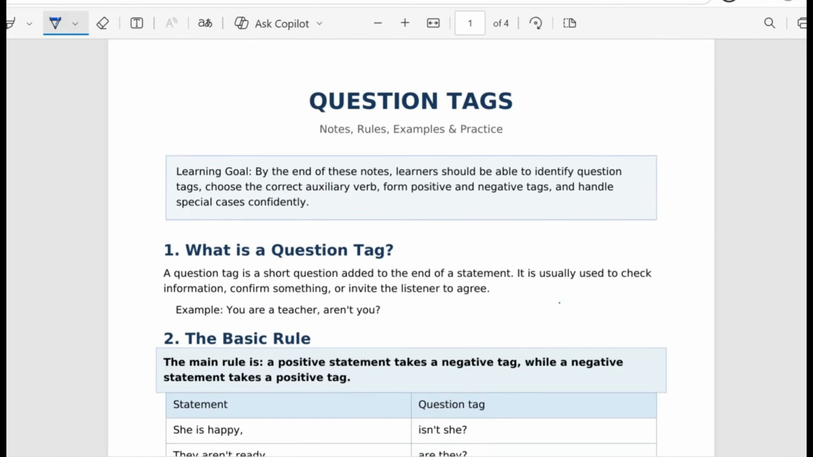We discuss the meaning of a question tag, the rules that govern or guide someone when answering a question tag, and also we do some practice. Some examples are going to be there, and also some practice questions that you can do when you get your own free time. So the learning goal of today is that by the end of this lesson, learners should be able to identify question tags, choose the correct auxiliary verb, form positive and negative tags, and handle special cases confidently.